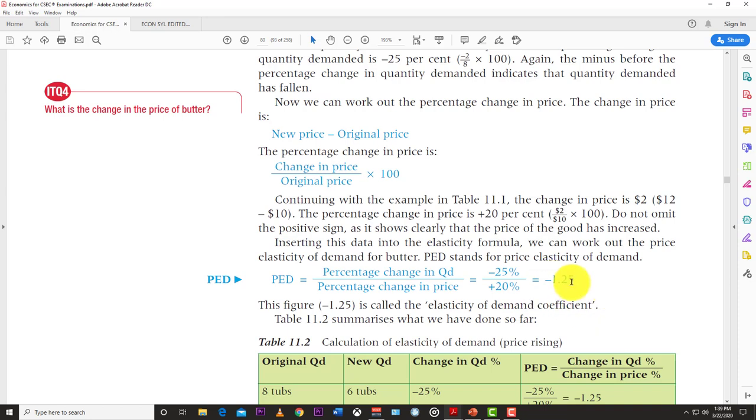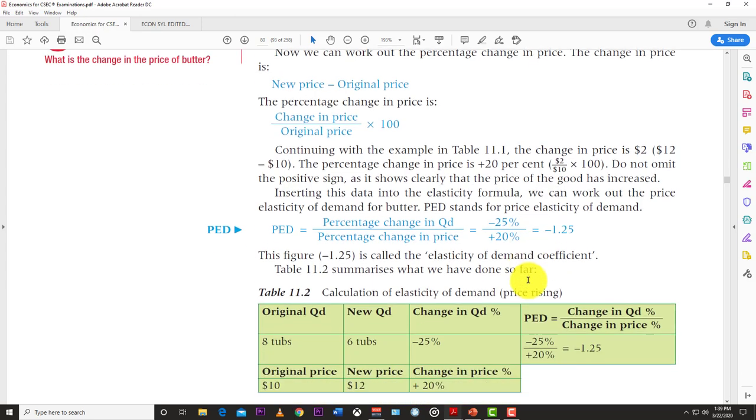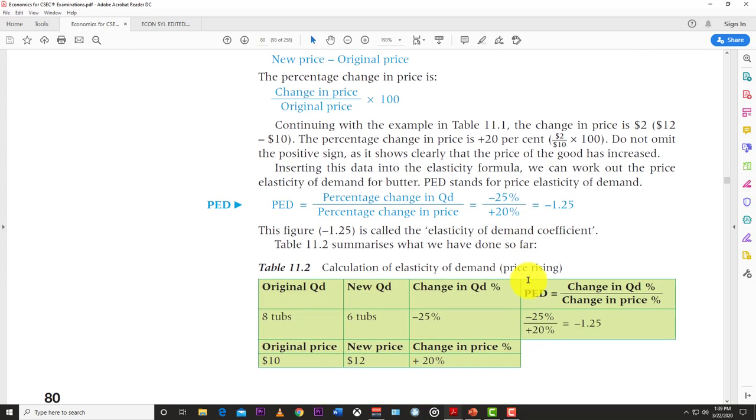1.25. So that right there is what you call the elasticity of demand coefficient. That's what you found just now, the coefficient. And so we're going to later look at this and interpret what this means, negative 1.25. All right, so let's look at it again.